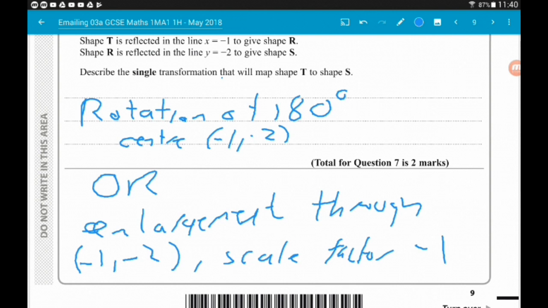minus 1. So a negative scale factor moves your shape through the centre and to the other side. Here our shape is exactly the same size, so the scale factor is just minus 1. So either one of those is absolutely fine. Personally, I'd go for the rotation. I think it's easier to see.